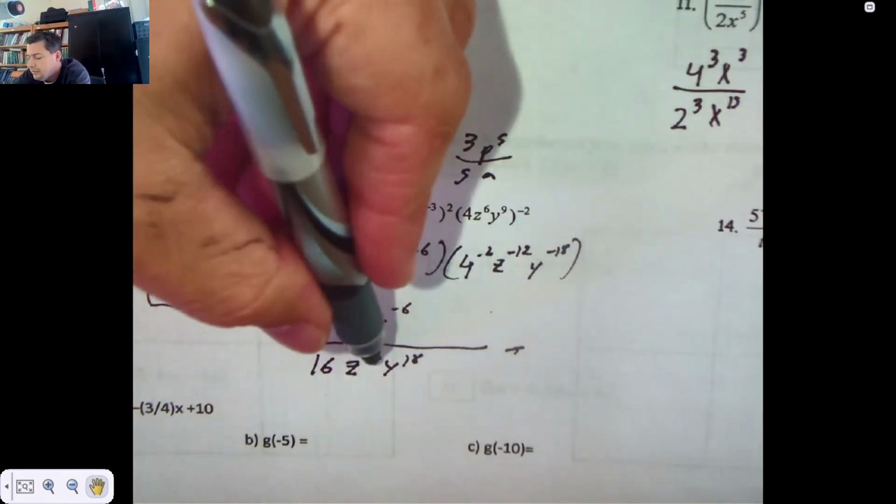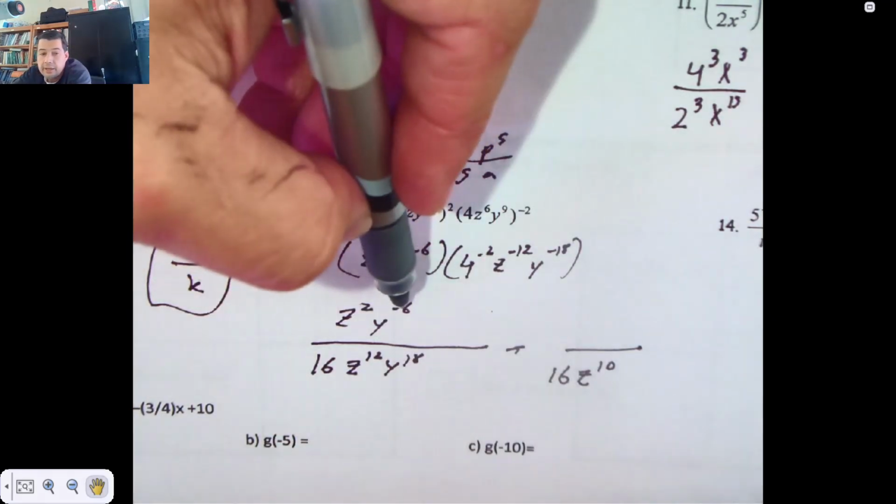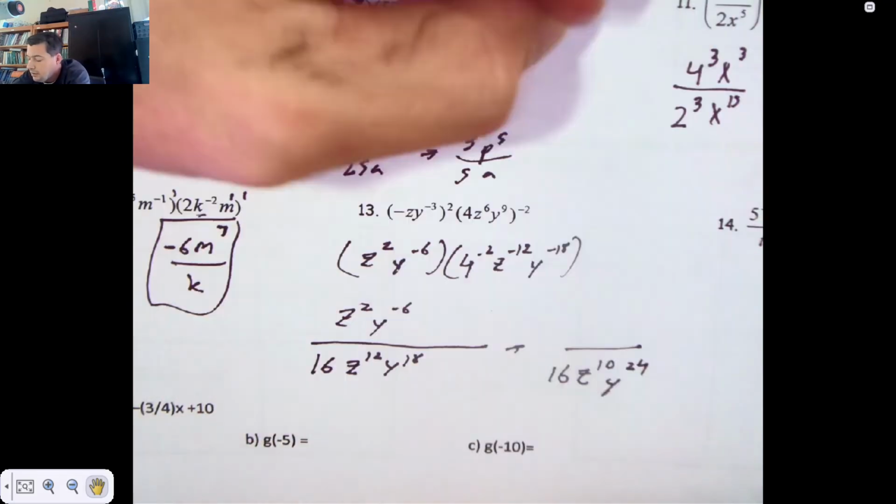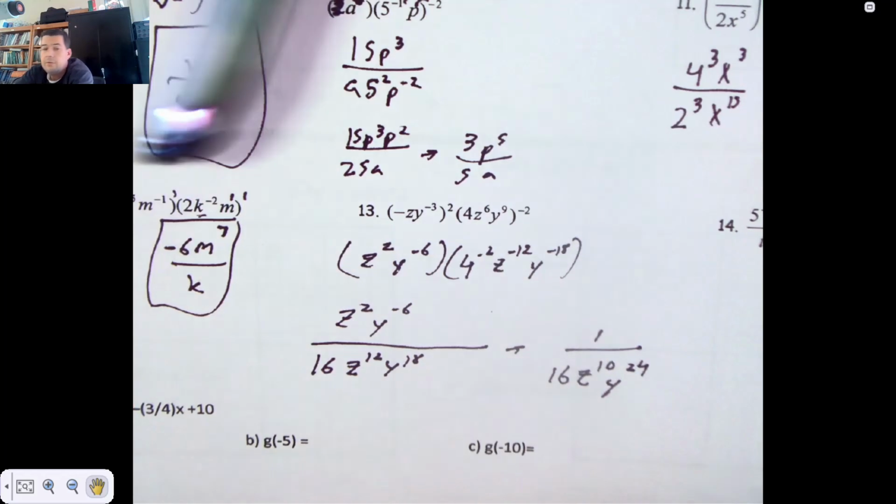Let's see, 12 take away 2 would be z to the 10th. I'm actually just going to add 6. 18 and 6 makes 24. I don't think there's anything left up top other than a 1.